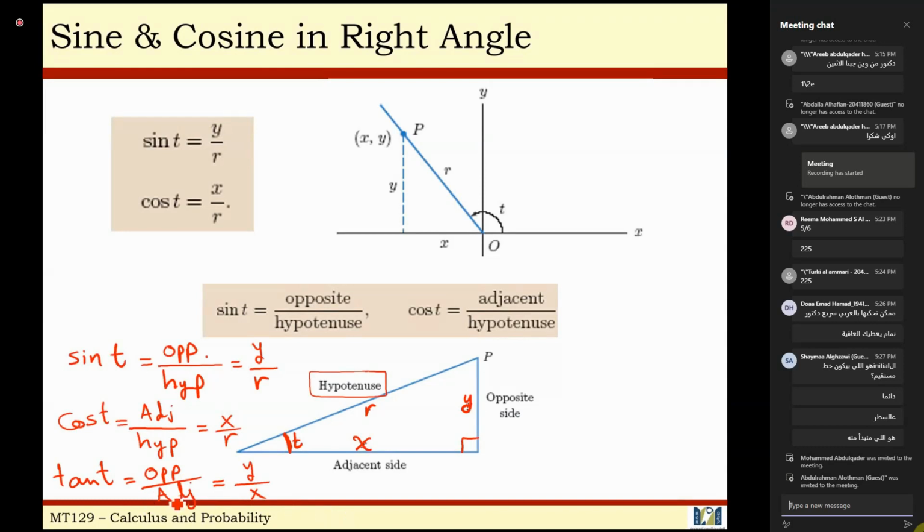The relation between sine and cosine: the cosine squared of t plus the sine squared of t must equal 1.